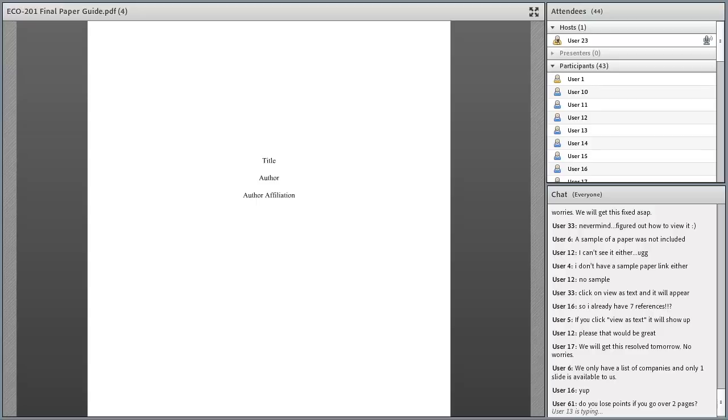Yeah, there's only one slide with the logos of the companies. And then if you scroll down, there's access. You should have access to the financial reports of some of the companies, which is an example of what you're looking for.